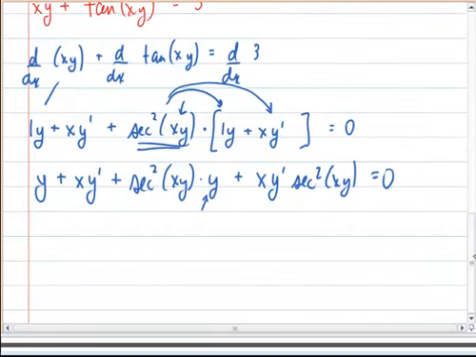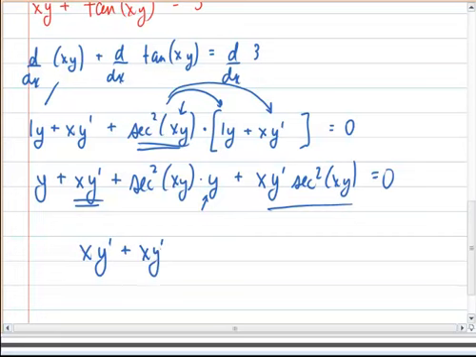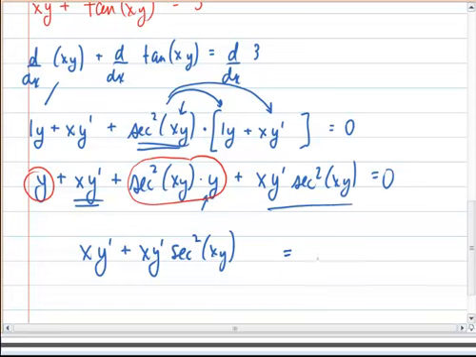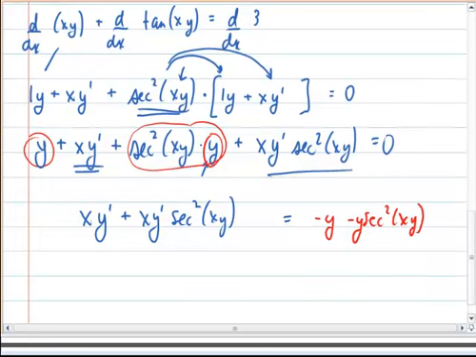Now I've got to solve for y prime, so I'm going to collect all my terms up that have a y prime in it. So everything goes over to one side. I'm going to leave xy prime on the left plus xy prime times secant squared of xy. That will stay on the left, and these terms will go to the right. This term and this term will go to the right by subtraction. So I'm going to have minus y minus secant squared of xy. And remember, there's a y out in front there that I said I was going to put out in front. Now I just have to factor out my y primes.